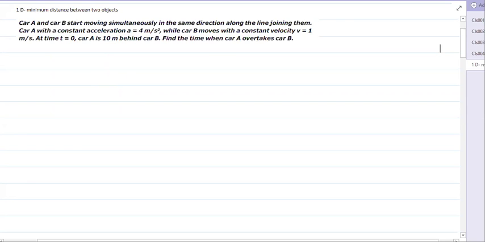Okay, so what we have, if you make the diagram, we have car A and second we have car B. Starts moving. Okay, so that is given, at instant t equal to 0 car A is 10 meter behind. So car B is here, 10 meter ahead, so car A is here and car B is here, 10 meter gap.